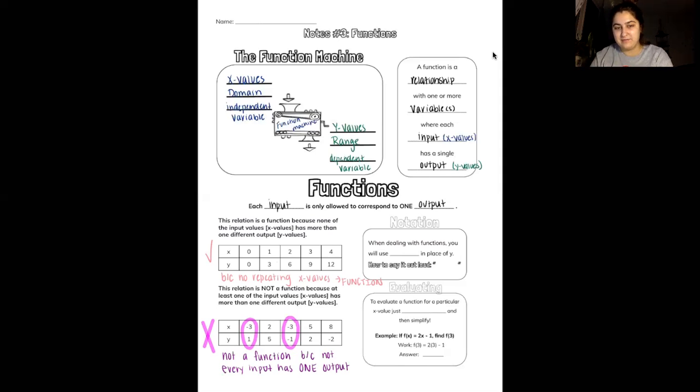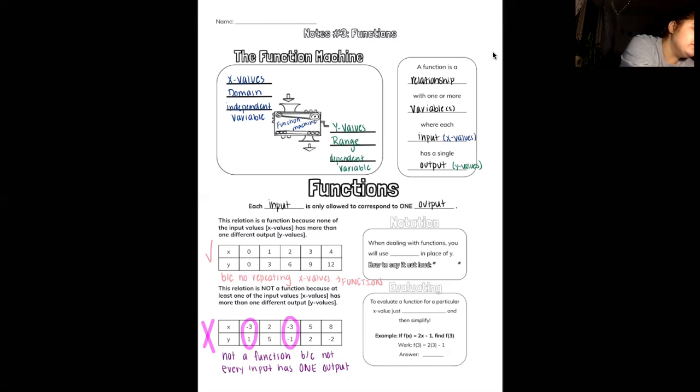That doesn't work. So when you look at a table or when you look at a set of numbers and you see the domain and the range, if you have repeating x values and the y values that associate with them are different, then it's not a function.